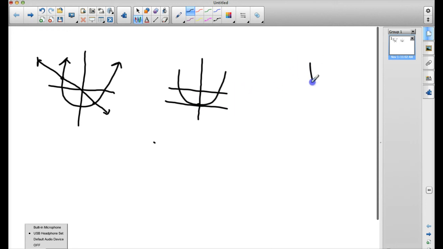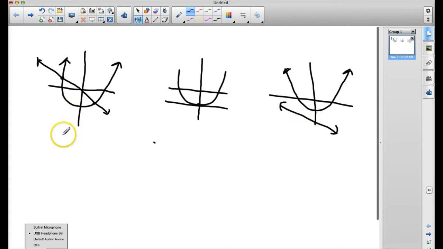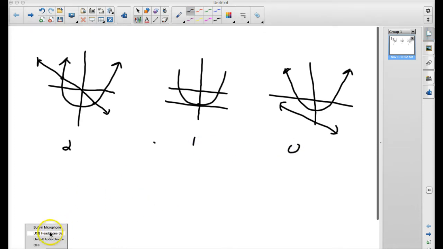Now the final option is if you had a quadratic equation, and it doesn't always have to be a U, it could be upside down. Here's my quadratic equation, and you had a line, let's say, going like this, that never touches it. This would be zero solutions. So we have two solutions, one solution, and zero solutions. Trying to get this to show on the screen here. Okay, let's go to the next thing.